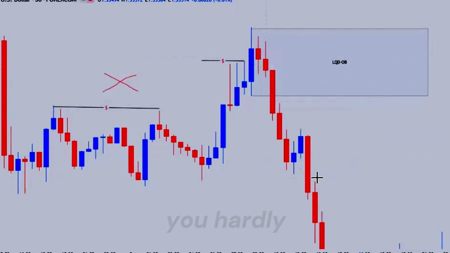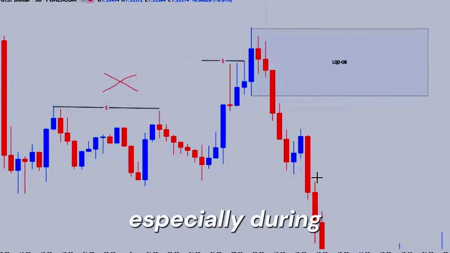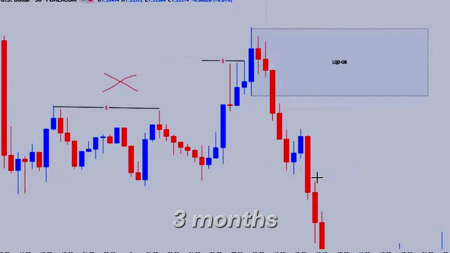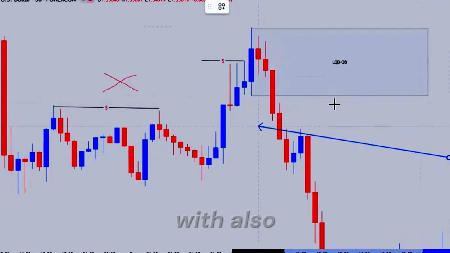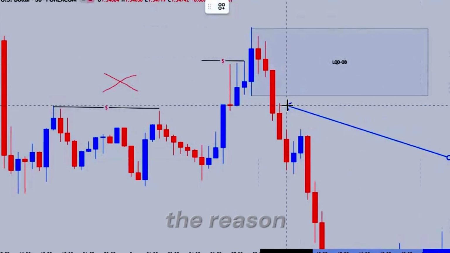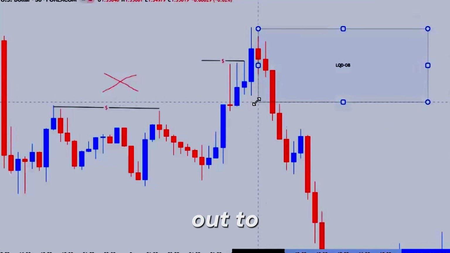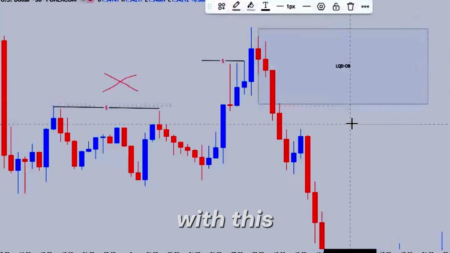If you do this, you hardly miss out on trades, especially during these last 4 months or last 3 months before the year wraps up. So when I check my journal, what I usually do is combine that liquidity order block with also a fair value gap. This is the reason why I told you that this is a hybrid system. So you have to mark it out the same way as this fair value gap.